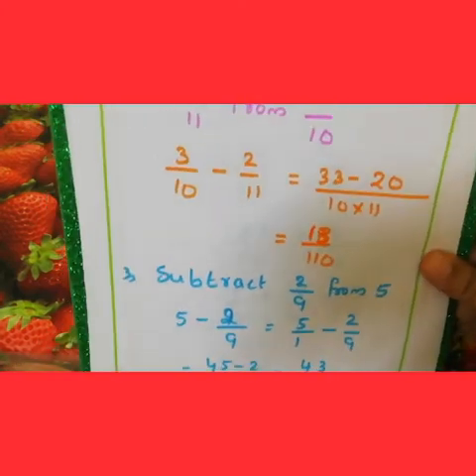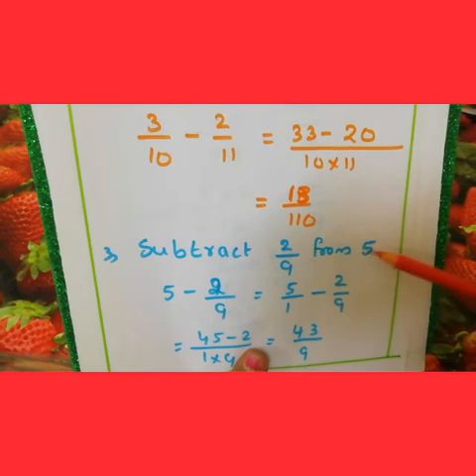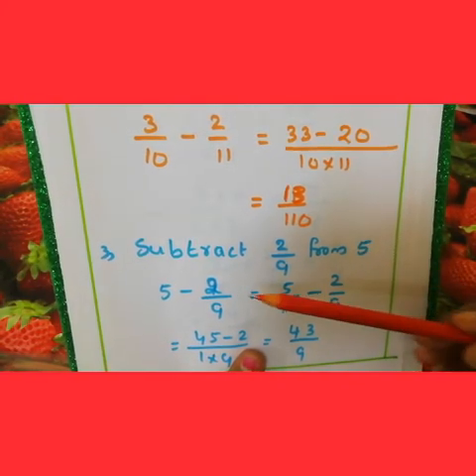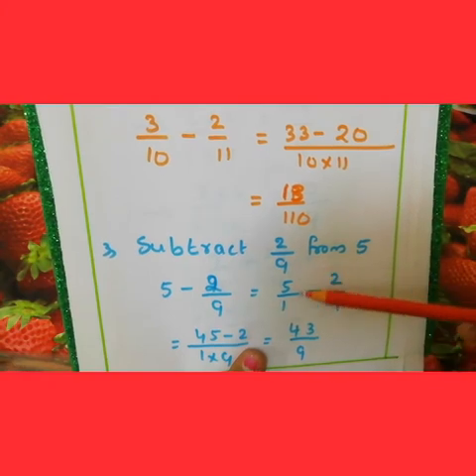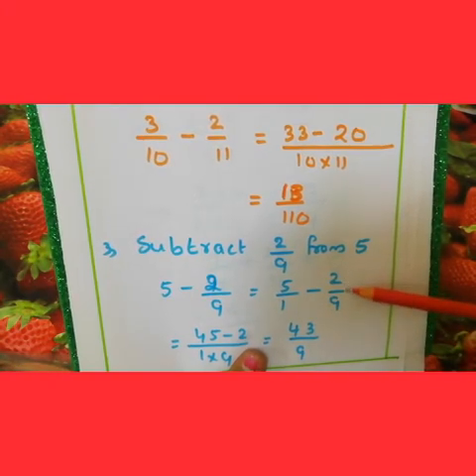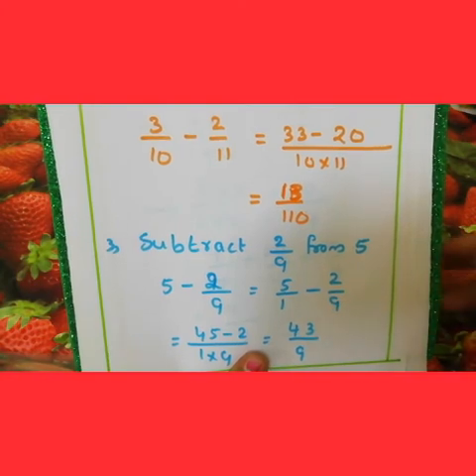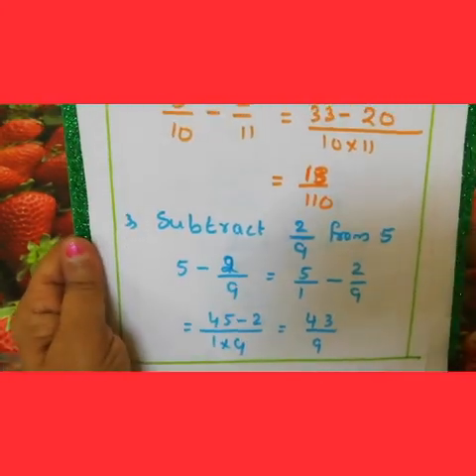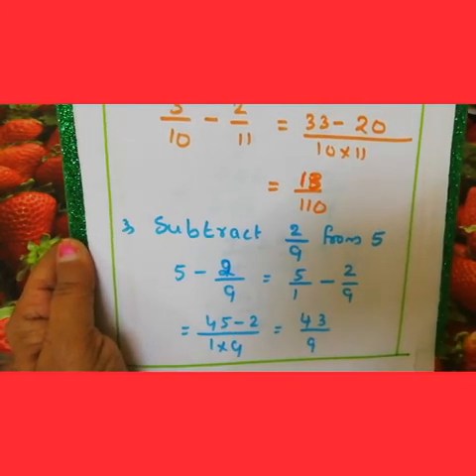Then another question. The next question is: subtract 2 by 9 from 5. That means 5 will come first, minus 2 by 9. 5 means 5 by 1, minus 2 by 9. Here also, with 1 and 9, take the LCM and the steps are the same. Finally the answer is 43 divided by 9.